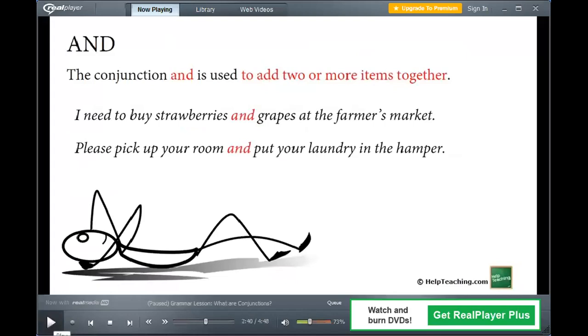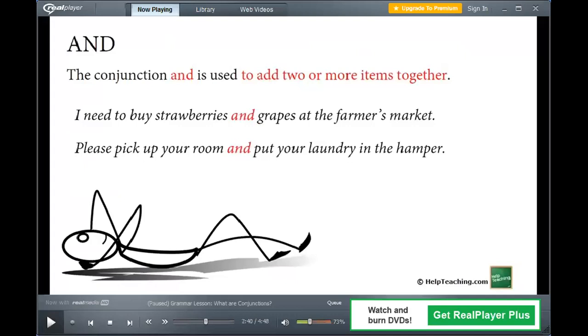Right, let's come to the next conjunction, and. The conjunction and, A-N-D, is used to add 2 or more items together. When you have 2 things, you want to add them together, like you say, strawberries and grapes, boys and girls, teachers and students, you use and to connect them, to join the 2 words together.